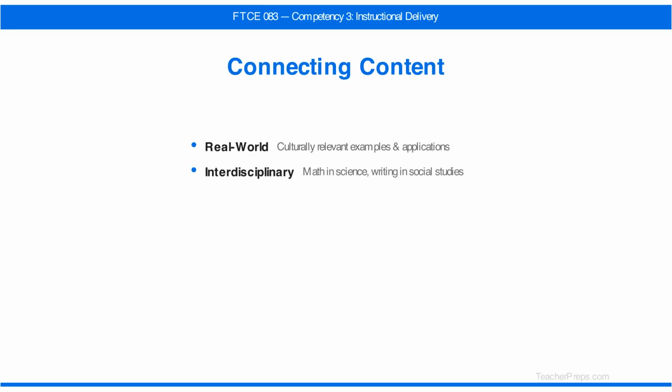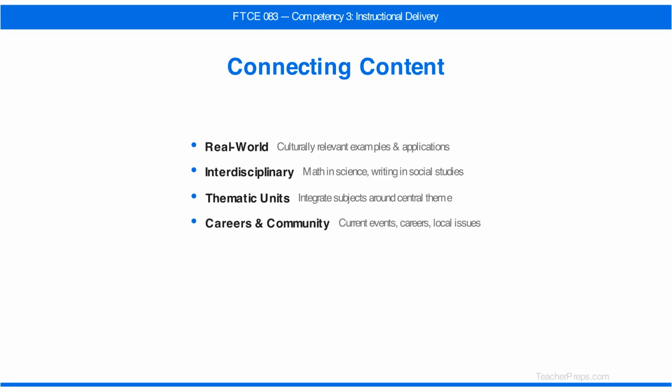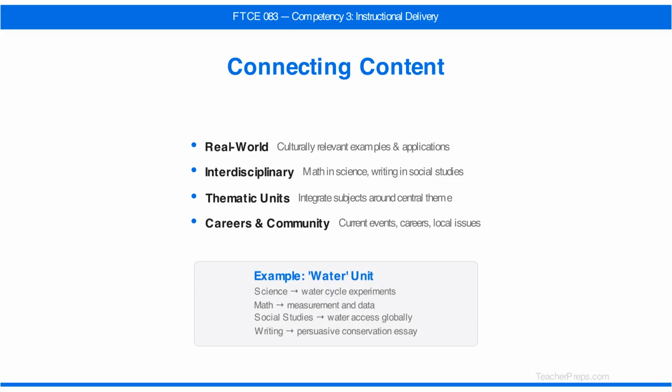Let's talk about connecting content to real life and across disciplines. Use culturally relevant examples and real-world applications. A fraction lesson becomes more engaging when students calculate recipe proportions for a class cooking project. Make interdisciplinary connections. Math appears in science experiments. Writing appears in social studies research. Data analysis appears across every subject. When students see these connections, learning becomes meaningful.